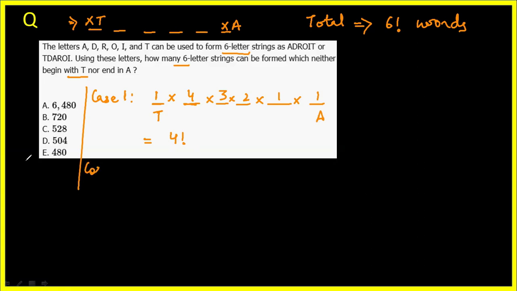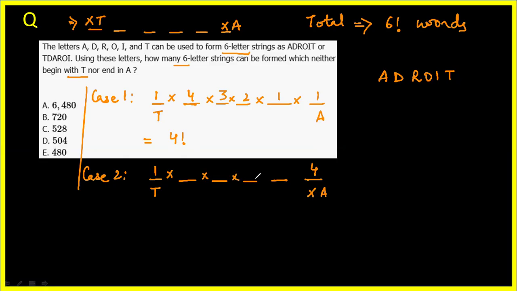Now there will be case number 2. There will be some words which start with T, but do not end with A, right? These words also have to be subtracted from the total. Now, how many such words are there which start with T? First position, only one alphabet, T. It starts with T, but does not end with A. So how many choices for the last position? T is already fixed, A cannot come in this last position. That means 4 choices for this position to be filled.